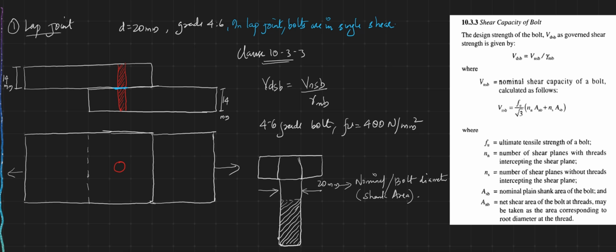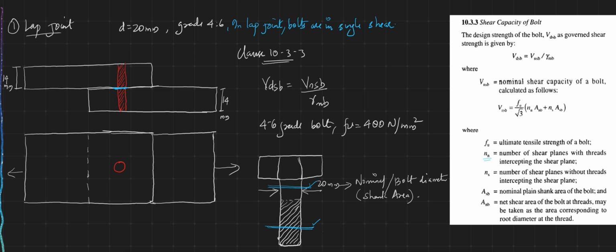So if the plane cuts over here, then I could say that it is being cut at the threaded area. And if the plane cuts over here, that is, if the bolt becomes two parts over here, then I could say that it is the shank area. So nn means the number of shear planes with thread intersecting the shear plane, that is, how many shear planes are present over the threaded area, and ns means the number of shear planes without thread intersecting the shear plane. That is, ns represents the number of planes at the shank.